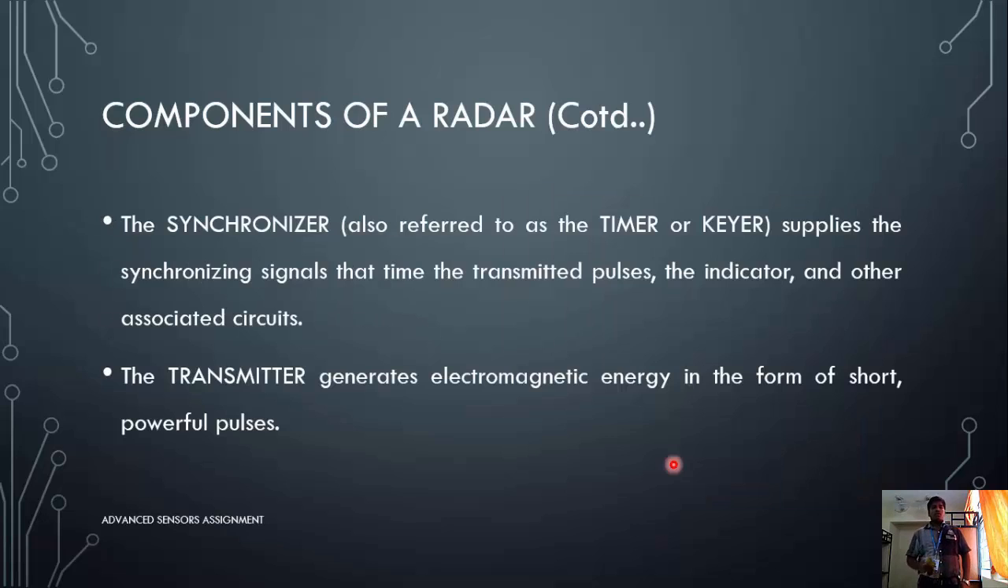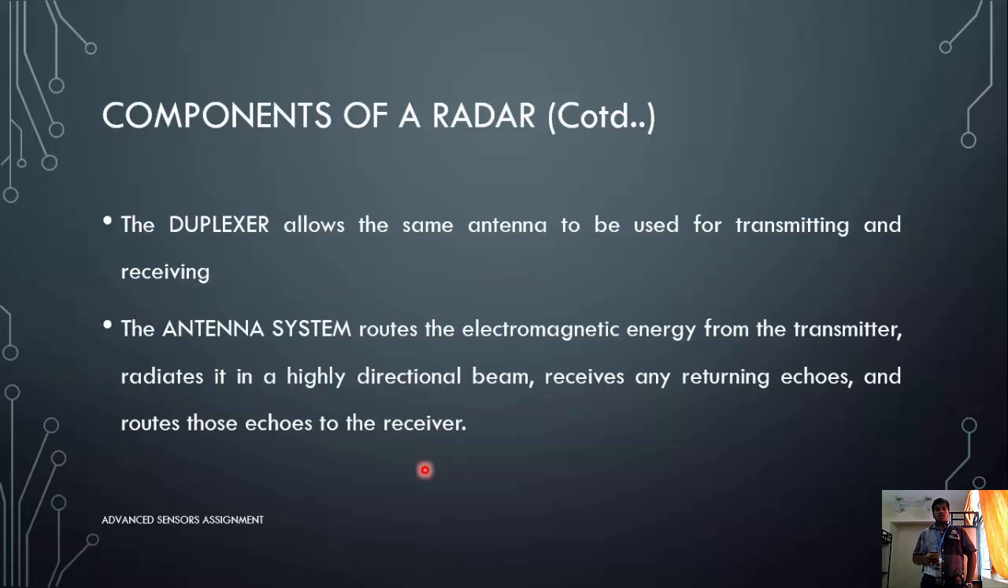Synchronizer. The synchronizer is referred to as the timer or keyer. It supplies the synchronizing signals that time the transmitter pulses, the indicator, and other associated circuits. It gives signals within the time to the related circuits. And the transmitter generates electromagnetic energy in the form of short, powerful pulses. These are called electromagnetic waves. And the duplexer allows the same antenna to be used for transmitting and receiving.